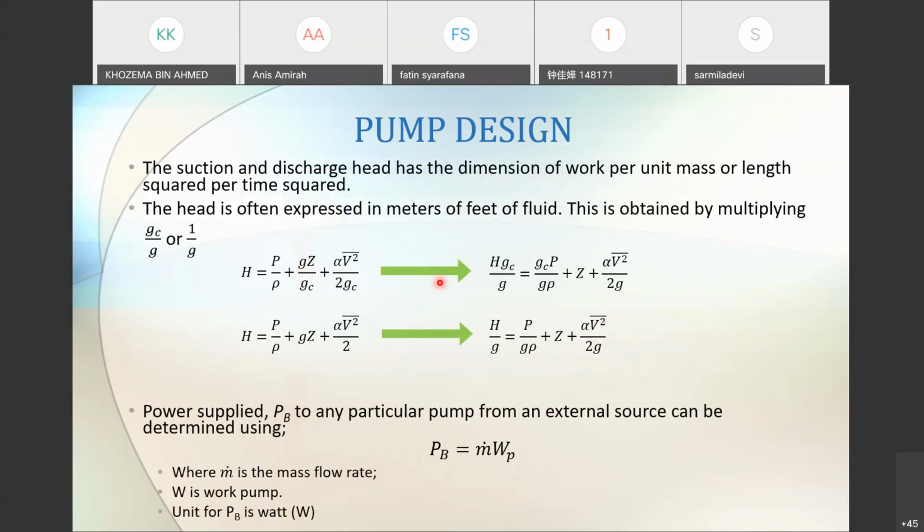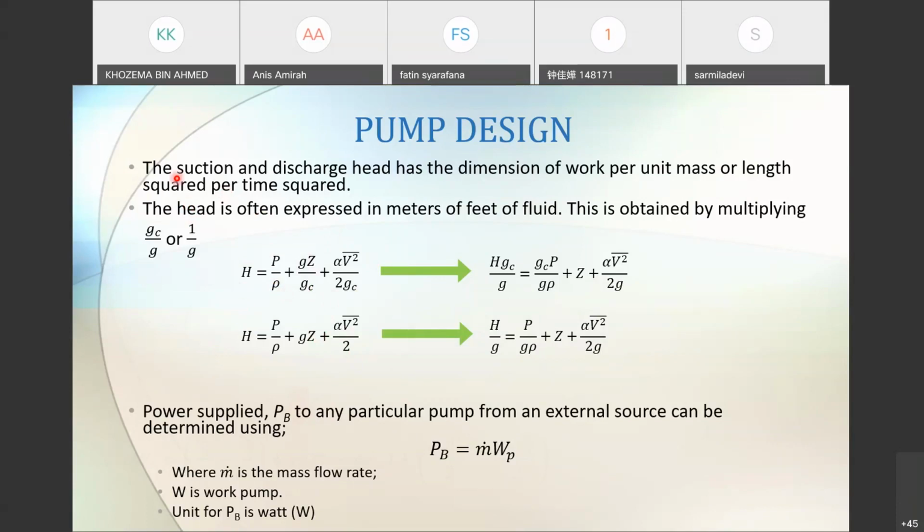Okay, so remember earlier we mentioned that the unit of suction or discharge head or the total head will be in the unit of length. But if you look at the equation here, again, this is the general term and this is the term for SI unit. I'm just putting this to make sure that you are aware that there are two ways to write this equation: one in general terms, one in SI units.